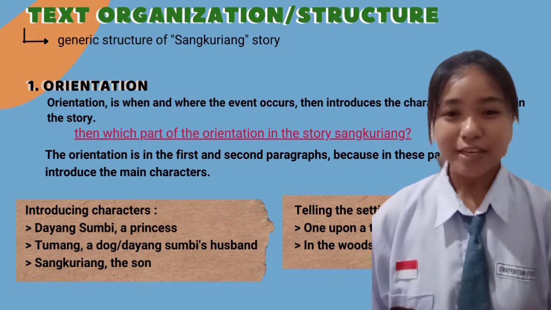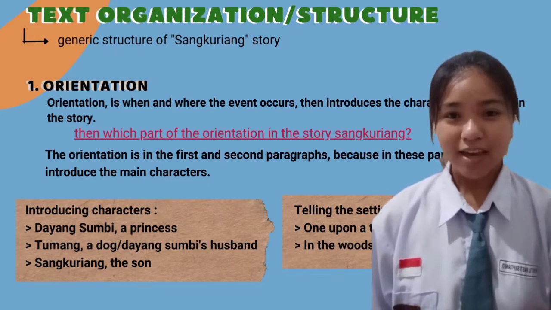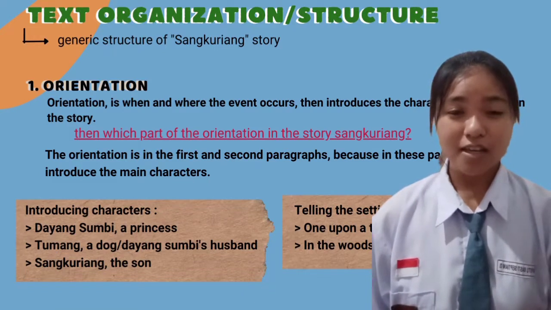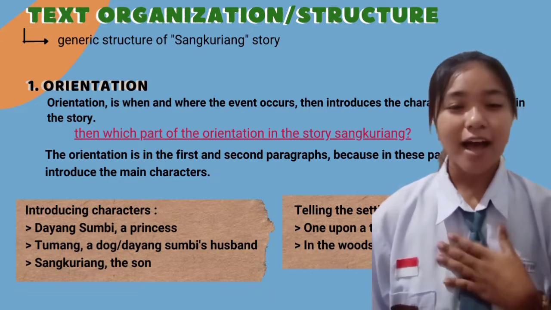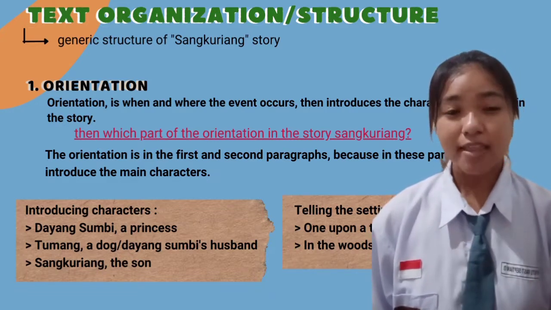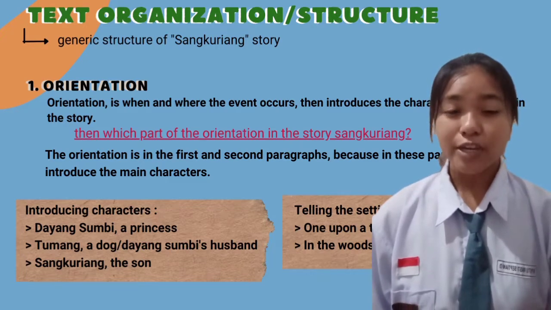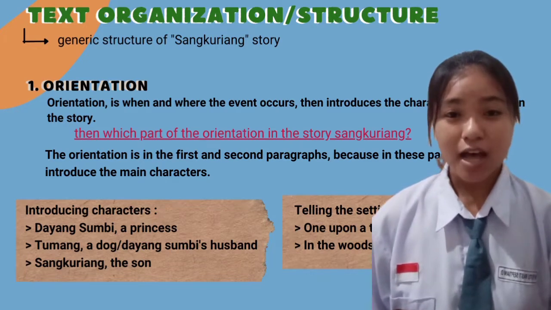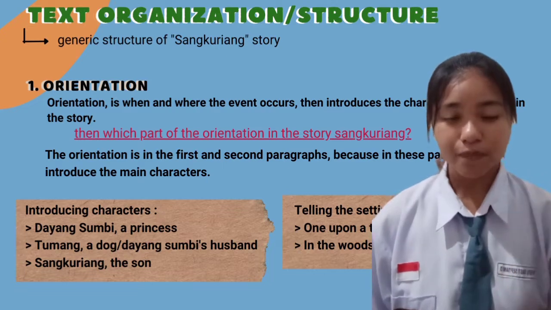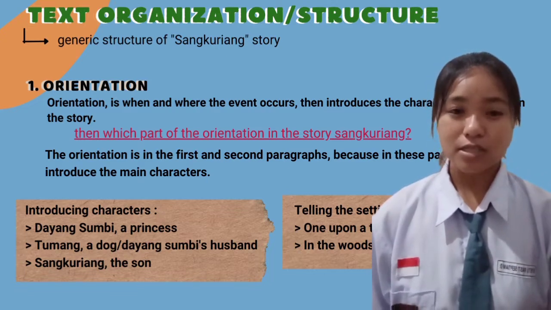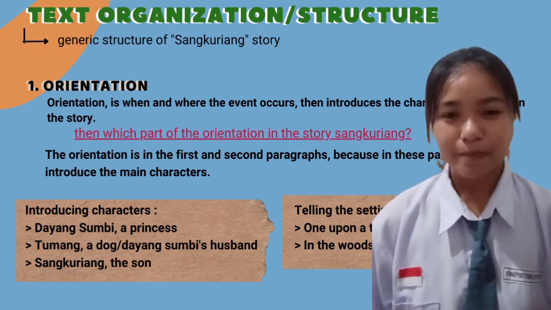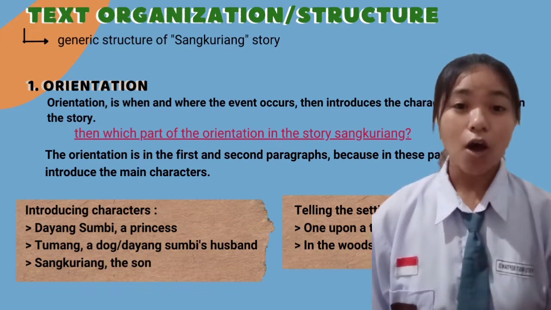Hello, my name is Putra Septiani Dewi, and my attendance list number is 32. I will explain about the generic structure of Sangkuryang's story. We know that narrative text has 3 structures. I will discuss them one by one. In the first, orientation.